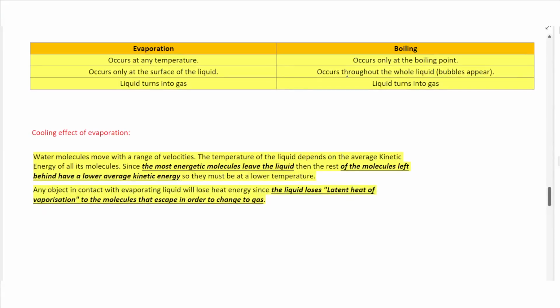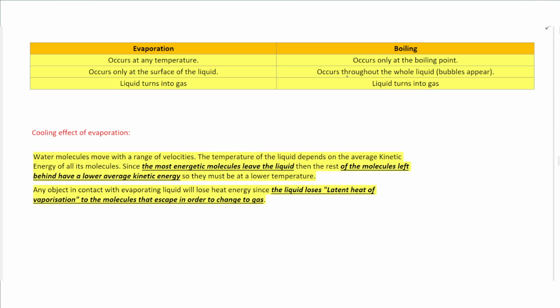Now there are differences between evaporation and boiling. Evaporation occurs only at the surface, but boiling occurs through the whole liquid. Evaporation occurs at any temperature, but boiling occurs only at the boiling point, at a specific temperature. For similarities, both are a change from liquid to gas, and both require energy. But boiling requires a heating element, an external heater, but evaporation can take energy from anything. It can take energy from the rest of the liquid or from a nearby object it is in contact with.